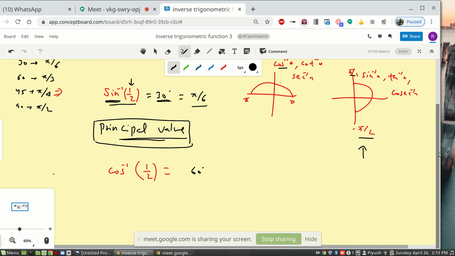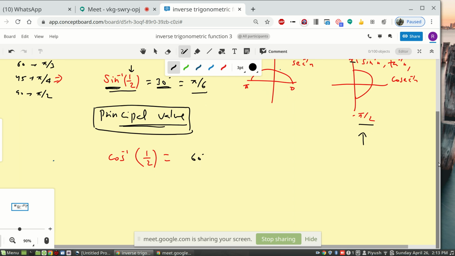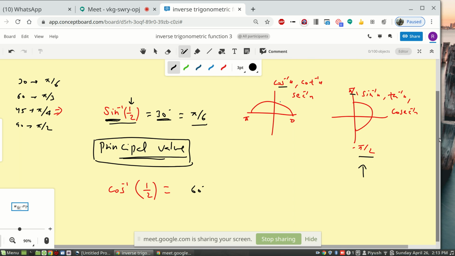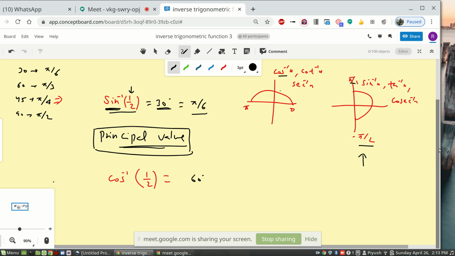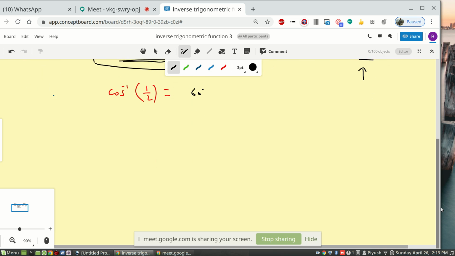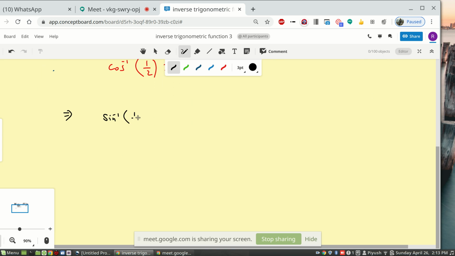Now we should be knowing the value when it's negative. That negative thing I'll show you logically, and after that I will frame a formula also for that. So here two values we got. Then after that we'll practice more problems. So just now we have figured out that sine inverse 1 by 2 is 30 degree.